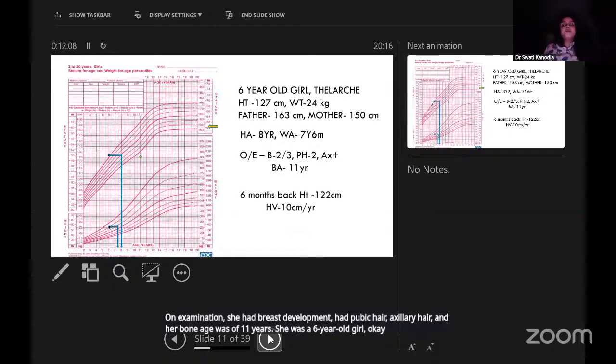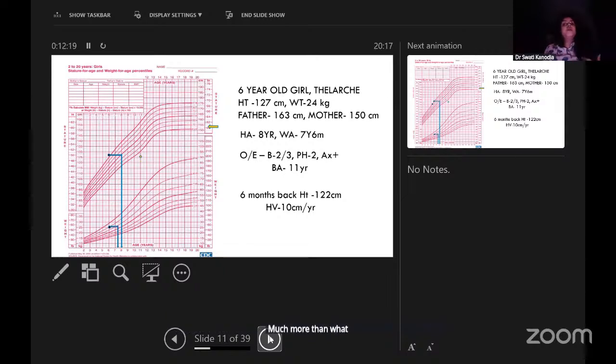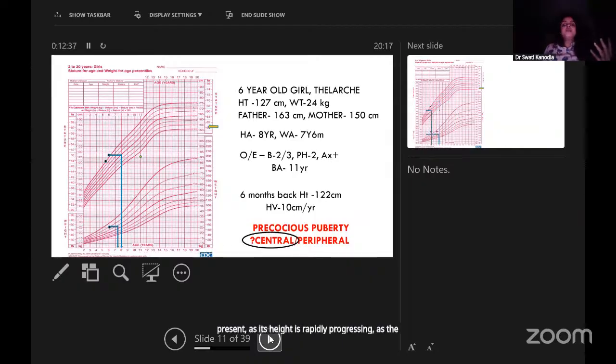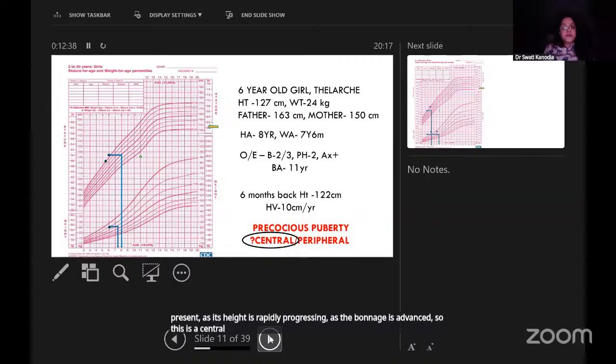Okay. 6 months back, her height was 122 centimeters and currently 127 centimeters. So it comes out that her height velocity is 10 centimeters per year, which is much more than what we see at this age. So clearly, the child is in puberty, precocious puberty. So whether we call it central or peripheral, as there is breast development present, as her height is rapidly progressive, as the bone age is advanced, this is central precocious puberty.